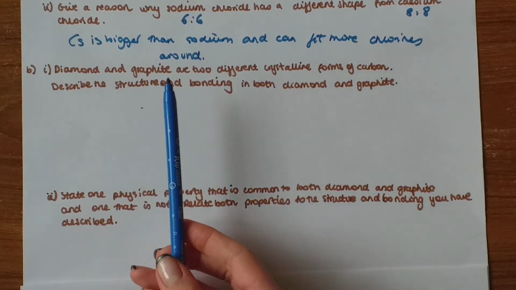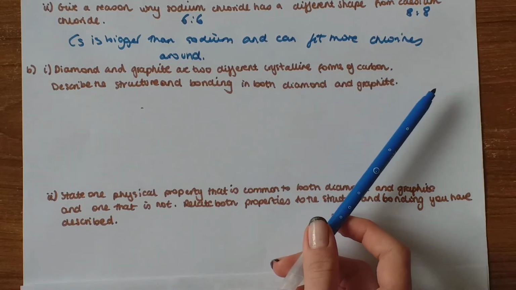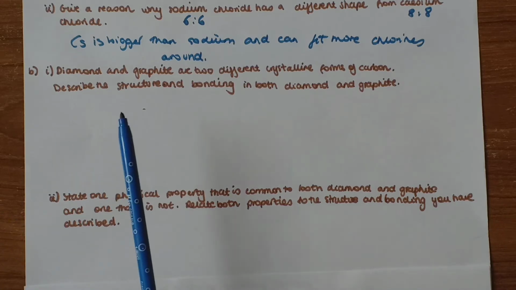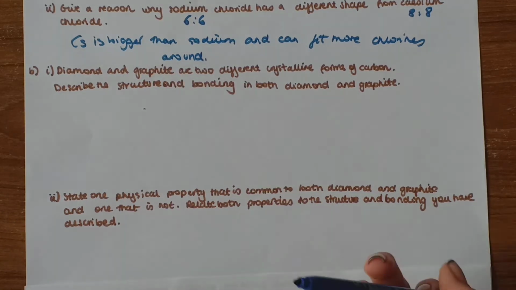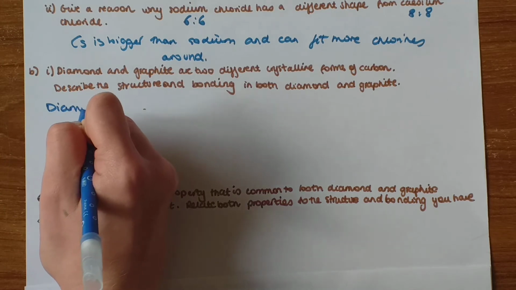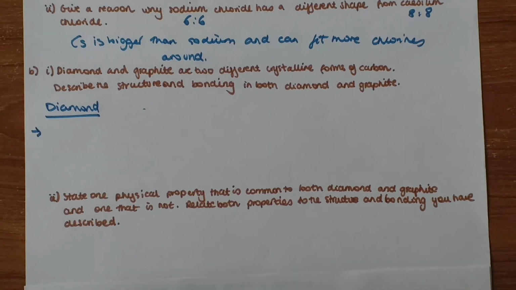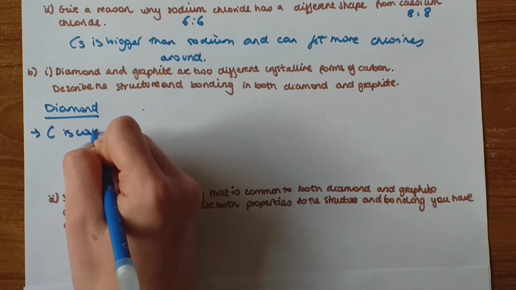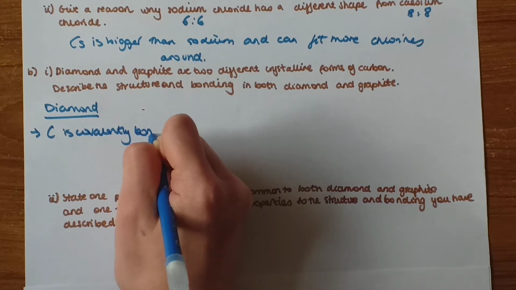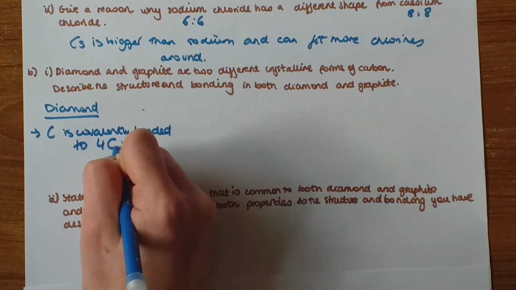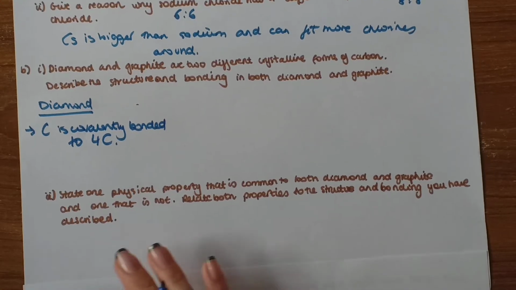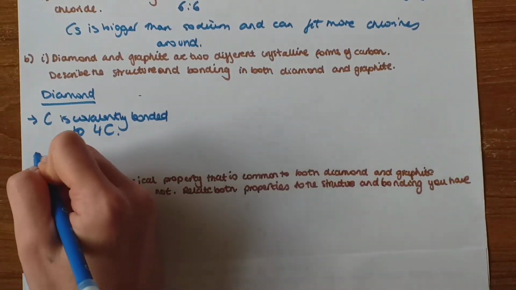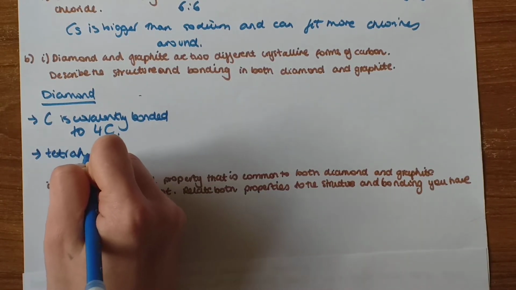says that diamond and graphite are 2 different crystalline forms of carbon. So both diamond and graphite are formed of carbon and nothing else. Describe the structure and bonding in both diamond and graphite. So let's start with diamond first. So in diamond, each carbon is covalently bonded to 4 other carbons. This gives us the 4 bonded pairs, no lone pairs. This gives us a tetrahedral shape.